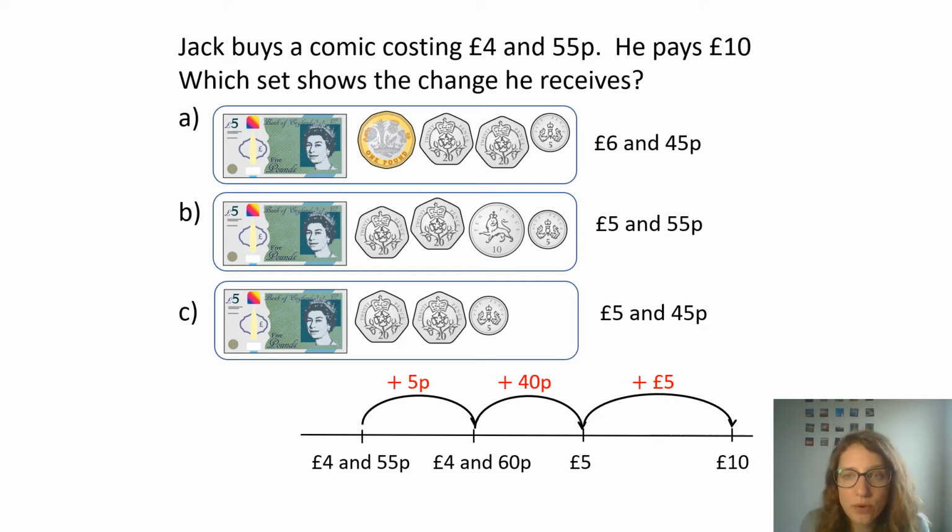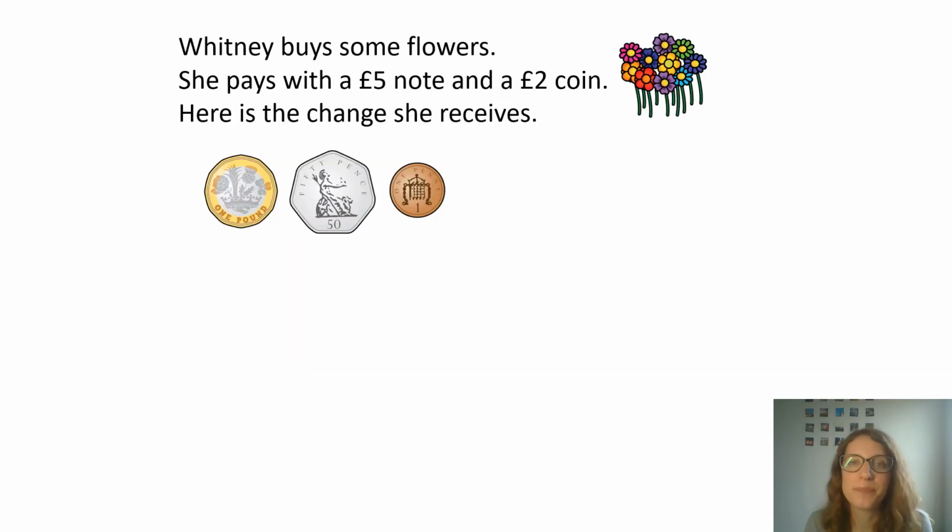So now, hopefully you remember, what I need to do is add up the cost of those three jumps. So I've got £5, add 40 pence, add 5 pence. Okay, so Jack should have got £5.45 change. So C was your correct answer there. Well done if you got it.